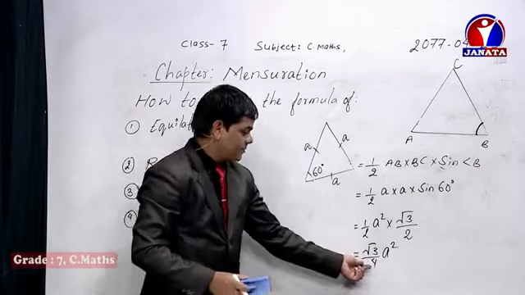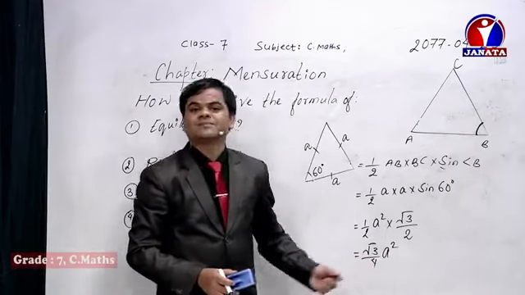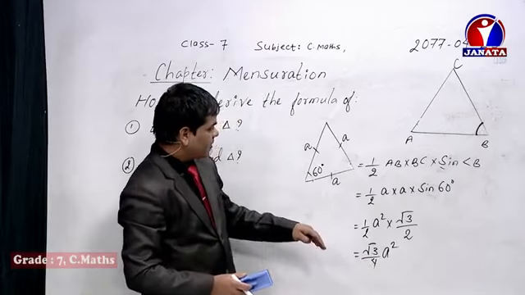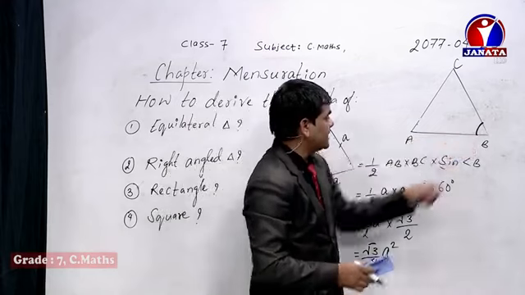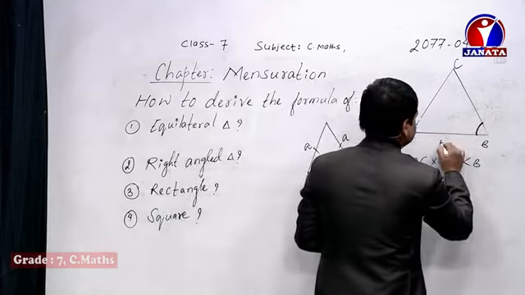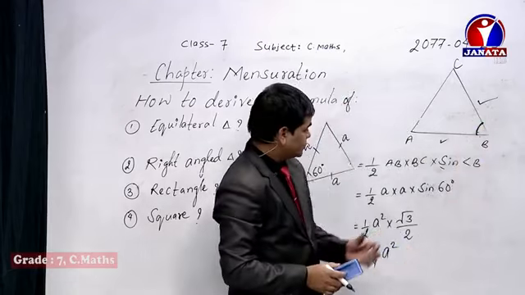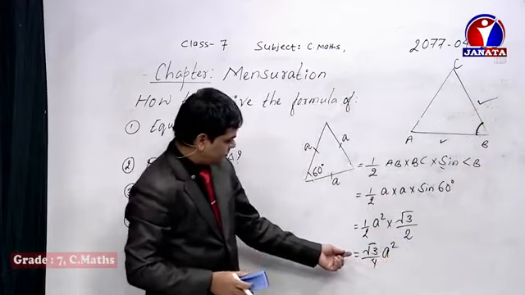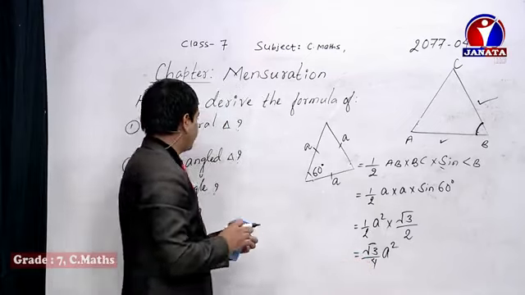So this is the formula you can have directly written in your book, but ultimately the formula is derived in this way, by using the concept of the product of two adjacent sides and the middle angle in terms of sine. So by using this I have got the formula of the equilateral triangle as root under 3 by 4 A square.